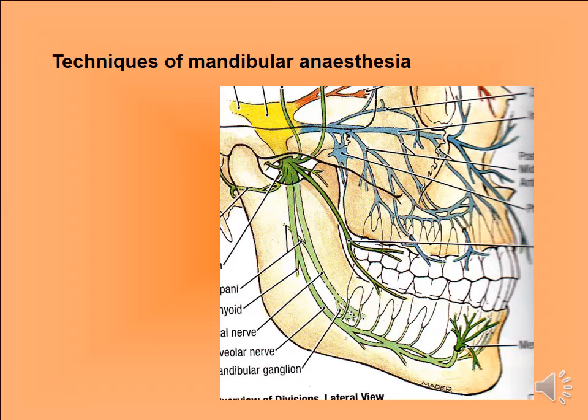So the buccal side from the second premolar to the third molar is supplied by the long buccal nerve, which is a branch of the anterior division of the mandibular division of the trigeminal nerve. Its course is medial to the inferior alveolar nerve, and it crosses the retromolar area and supplies the buccal mucosa and the gingiva of the second premolar to third molar.